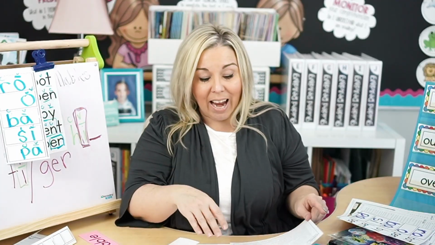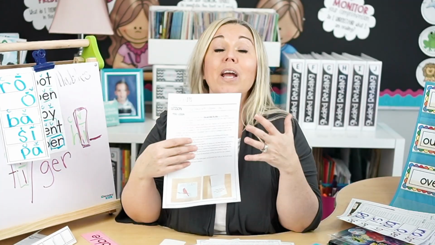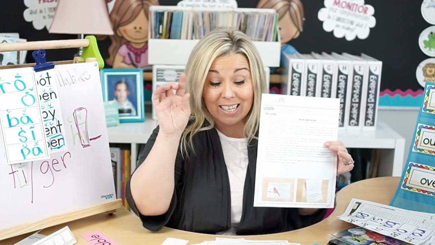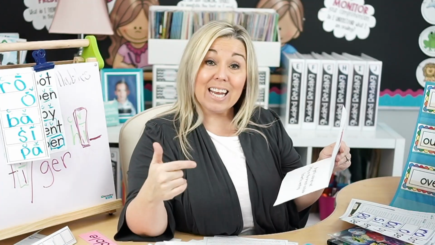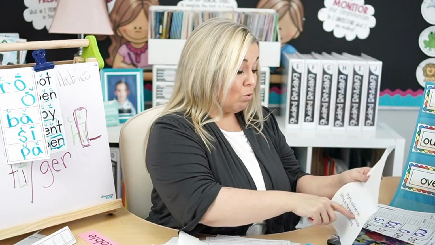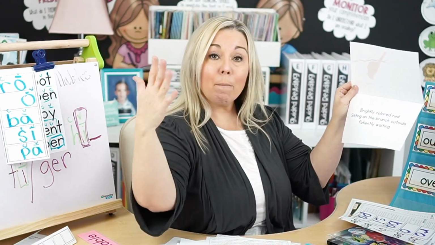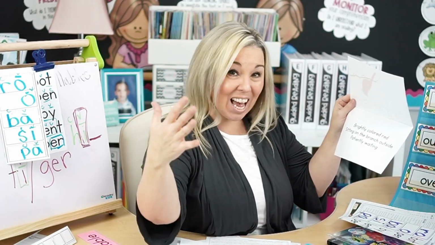The third day, I like them to apply it. So the third day is when I will read a mentor text. The mentor text I read with syllables is called One Leaf Rides the Wind. And what I teach from it is how to write a haiku. So this is an example. A haiku is based on the number of syllables in each of the sentences. Brightly colored red. 5 syllables. Sitting on the branch outside. 7 syllables.